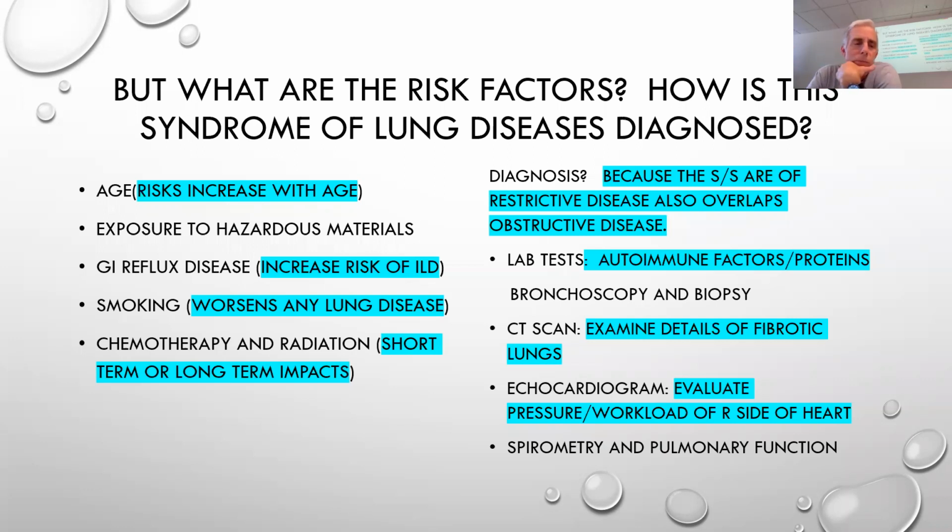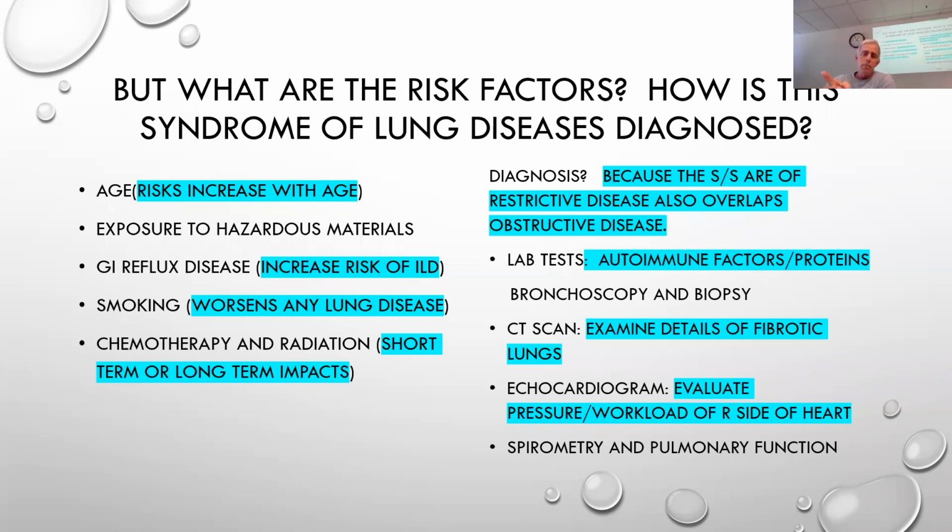So smoking, of course, we all know about, chemotherapy, radiation. Yes, those are huge risk factors because what comes after that is unpredictable. Now, these kinds of diseases can be diagnosed with lab tests if they're looking for a specific autoimmune protein. Or the docs will simply do a bronchoscopy and see if they can get a biopsy of the tissue and see what it is. Sometimes they can do it using the tube down the throat, or they may have to actually make a small incision between the ribs to get to the lung tissue, pull it out, and then examine it in pathology.